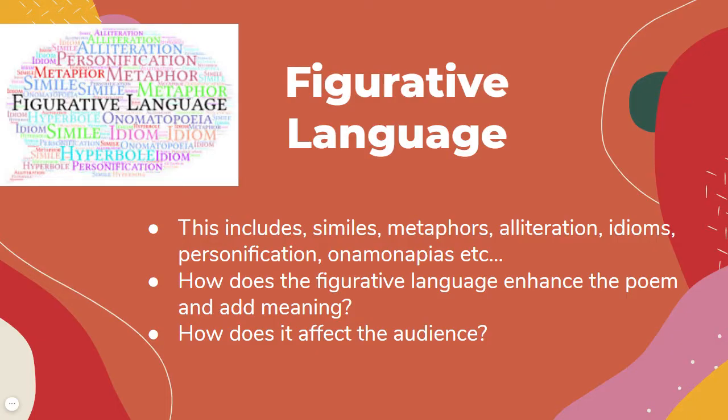Next, we have figurative language. That's definitely something that's going to be used very heavily in poetry. Remember the types of figurative language that we've looked at recently: similes, metaphors, extended metaphors, alliteration, idioms, personification, onomatopoeia, all those different things that we talked about in our last unit. How does that figurative language enhance the poem and how does it add meaning? How does a simile make us understand what the author is saying better? How does it affect the audience? These are things that you definitely need to look at and think about as you are reading a poem.